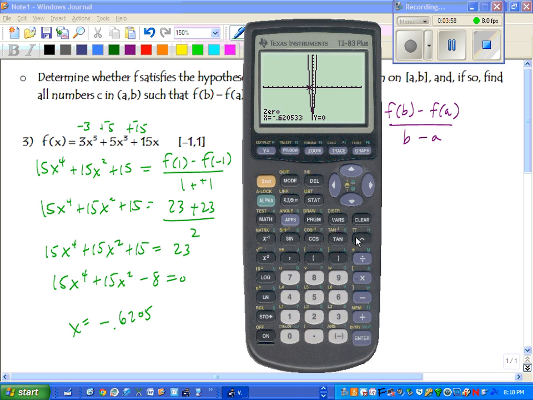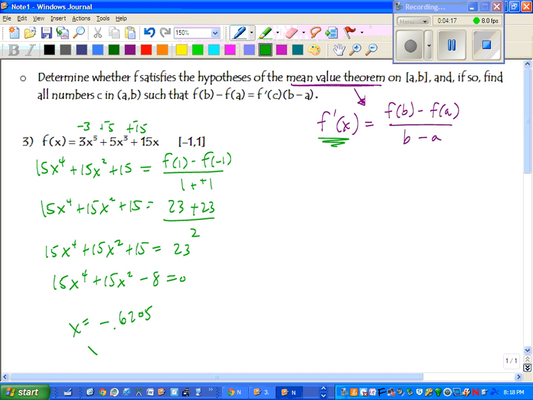And then for our next one, do the same thing here, second trace, 0. This time our left bound, I'm going to use 0 because it's the left of this point. Enter. Right bound, positive 1. Enter. And guess. And we get positive 0.6205. So those are our two values where the instantaneous rate of change is the same as the average rate of change.